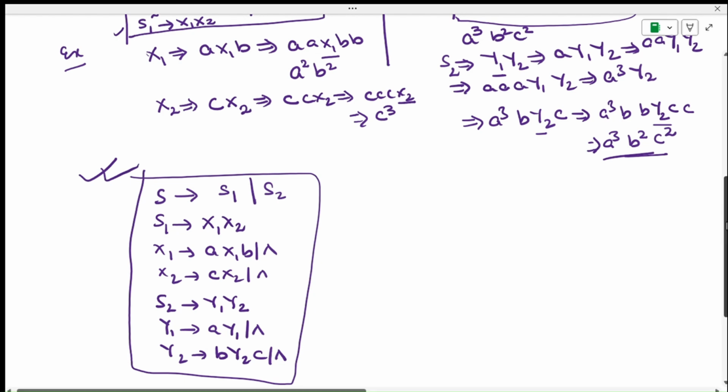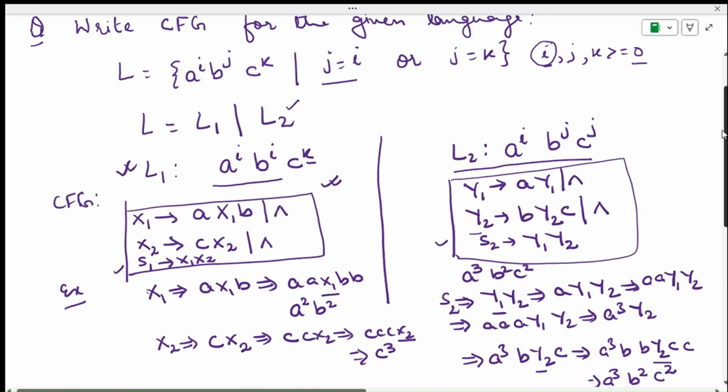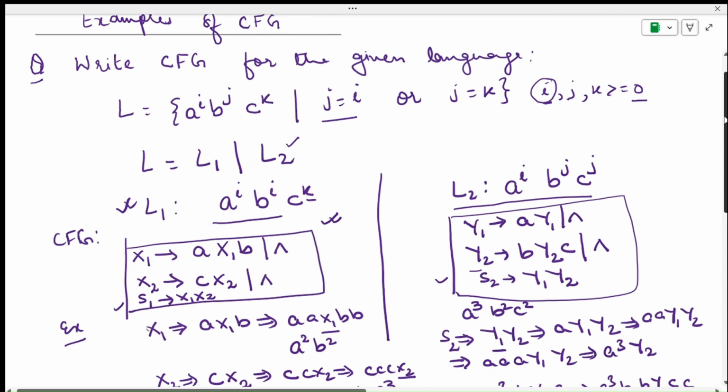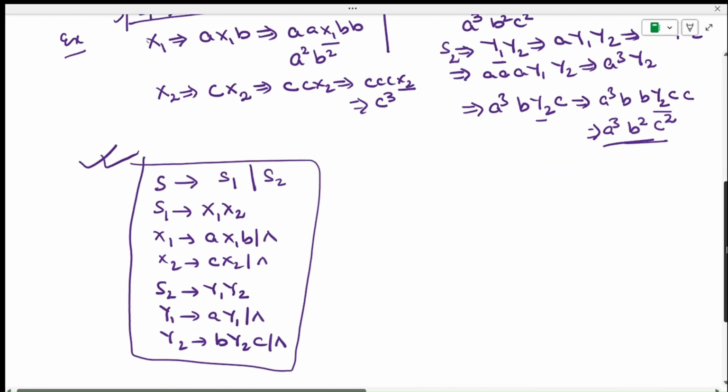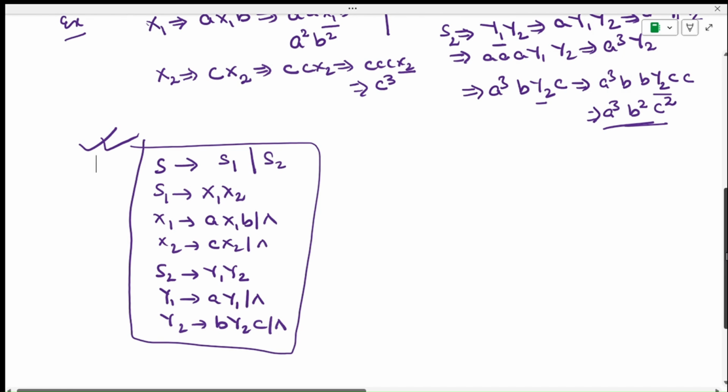See the language one more time. This was the language: a raised to the power i, b raised to the power j, c raised to the power k, where j is equal to i, or j is equal to k. It means that if j is equal to i, the number of a's and the number of b's are the same. Or if j is equal to k, the number of b's and the number of c's are the same. So this was the final context-free grammar for the given language. Now we'll check the next example.